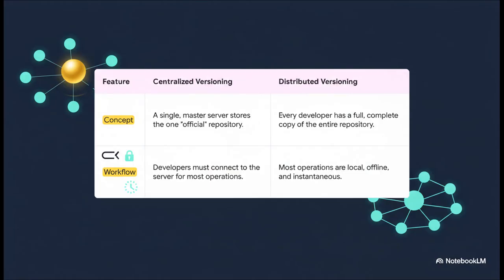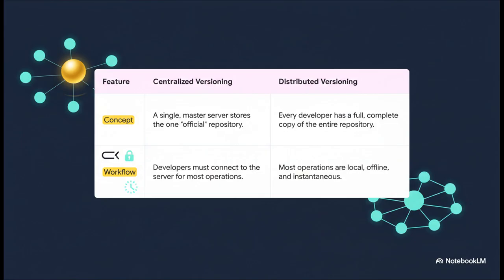Now, what's really fascinating here is how this directly impacts your workflow. In a centralized system, you pretty much have to be connected to that main server to do anything important, to save a change, to look at the history. But in a distributed system, like Git, because you have the entire history right there on your own machine, you can work completely offline.